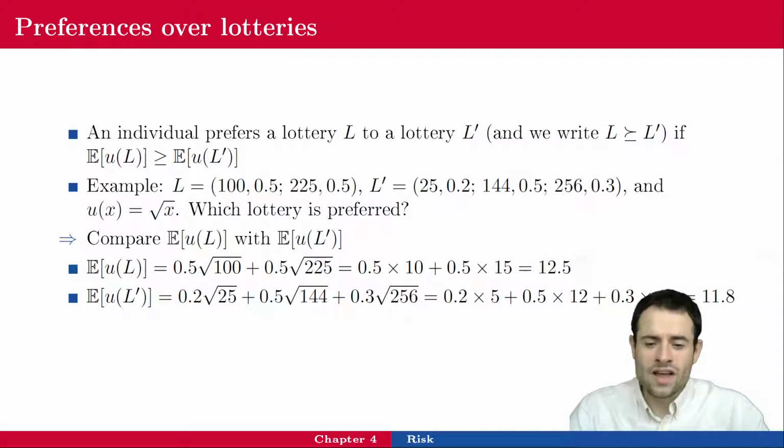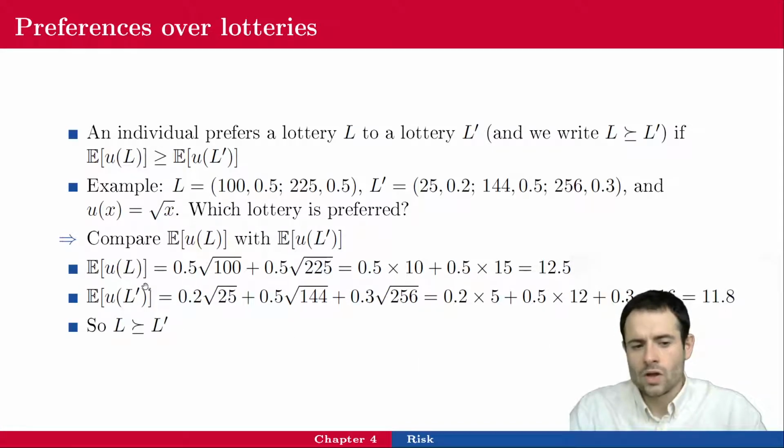Again, numbers have been picked so that square roots are nice. The square root of 25 gives you a 5. The square root of 144 gives you a 12. And the square root of 256 gives you a 16. The overall expected utility is going to be 11.8. So the first lottery, which has fewer outcomes, is preferred to the second lottery.